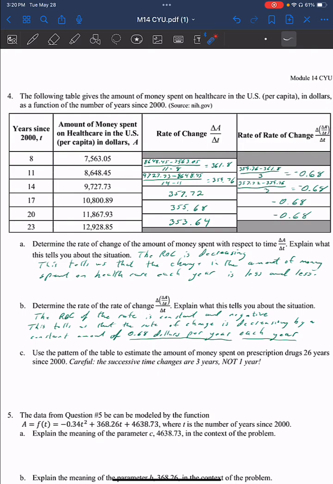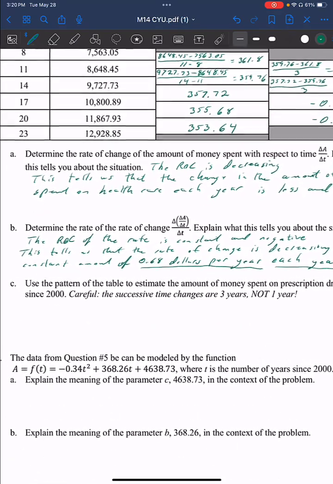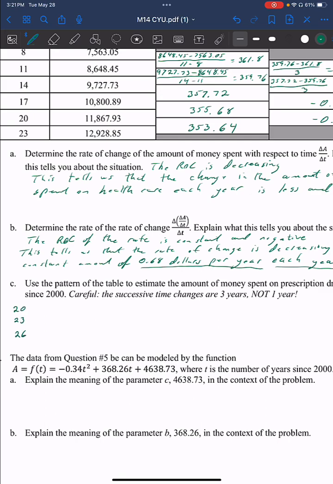Okay, so now we're going to use this information, this pattern, to estimate the amount of money spent on prescription drugs 26 years since 2000. Okay, so in other words, in the year 2026. So we would want to continue this table on. So I'm going to go ahead and make the table a little bit here. So I'll take 2023, I'll continue it down to 2026.